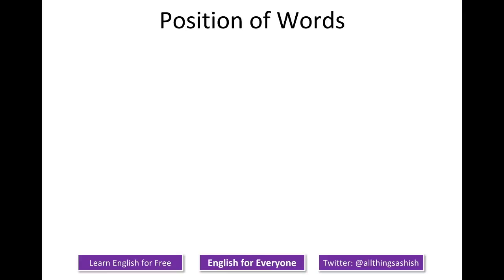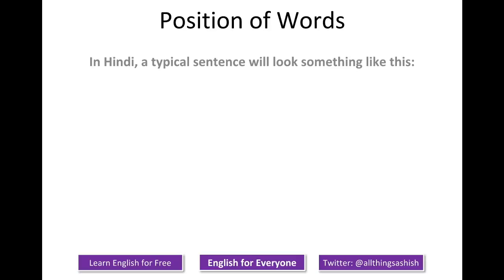So in Hindi, a typical sentence will look something like this. निशा किताब पढ़ती है. Nisha is the subject. Then we have the object, which is kitab. And finally, we have the verb. So Hindi follows a subject, object, and verb pattern.